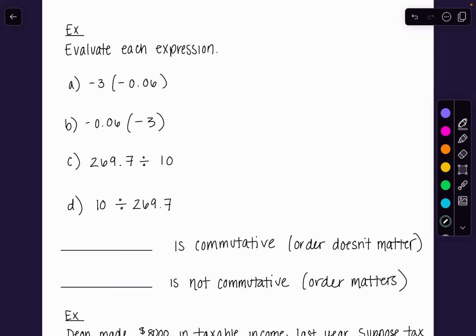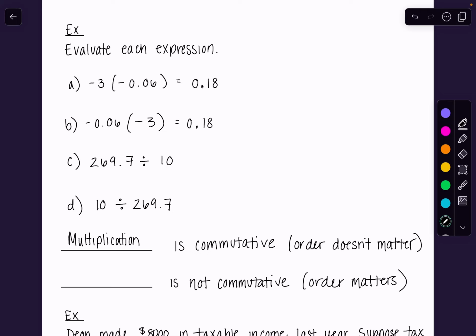So for the first one, if I take -3 and multiply it by -0.06, when you take a negative times a negative, it's going to turn positive. And then if you do 3 times 0.06, or just plug everything into your calculator, this ends up being 0.18. Now, if you switch the order and do -0.06 times -3, you still end up with exactly the same thing. Okay? So multiplication is going to be commutative. So the order does not matter for multiplication.